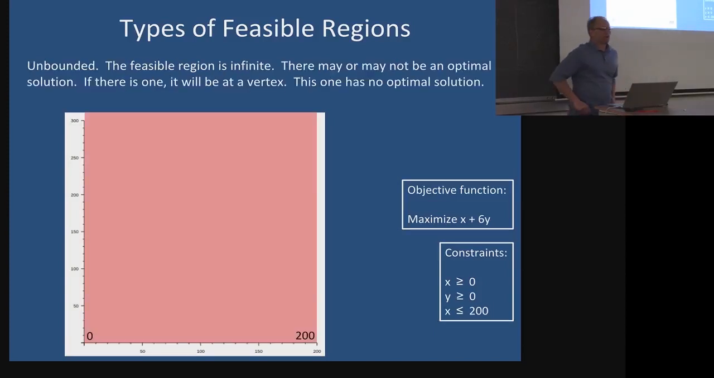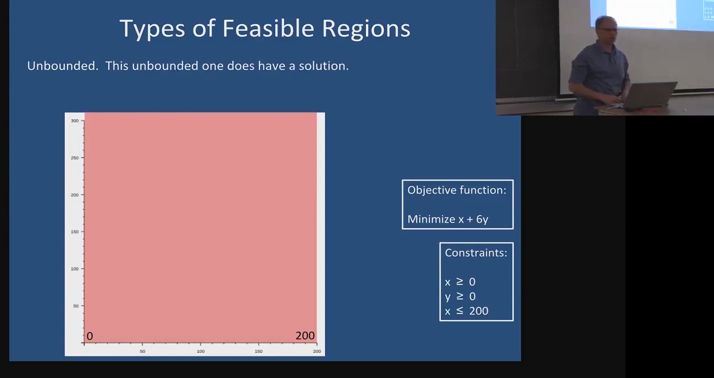Or you can have an unbounded feasible region. Now, even if it's unbounded, you might have an optimal solution. Does this one right here? This is unbounded because it goes infinitely up in that direction to the top of the slide. Does it have an optimal solution nonetheless? Does it have a solution from the integers, from the real numbers? No. Because this just increases without bound.